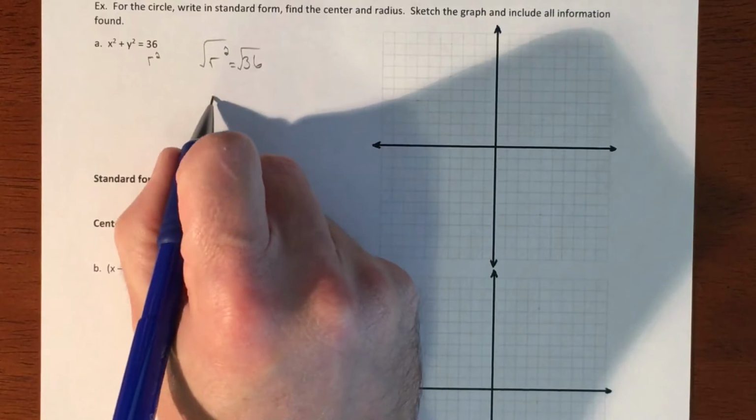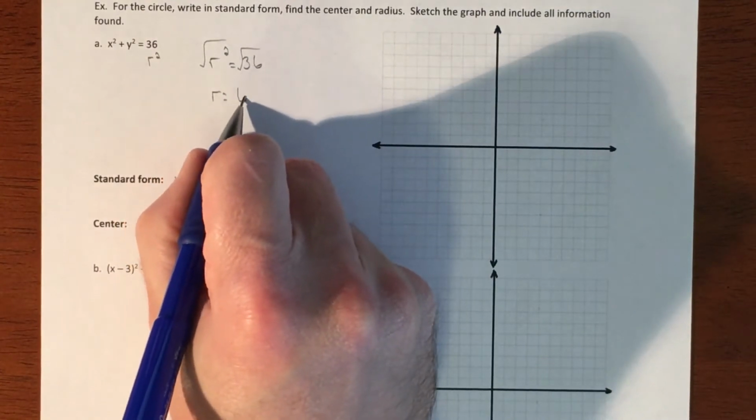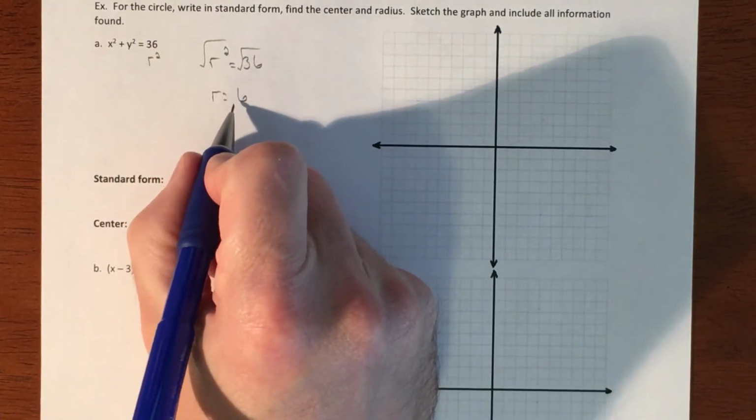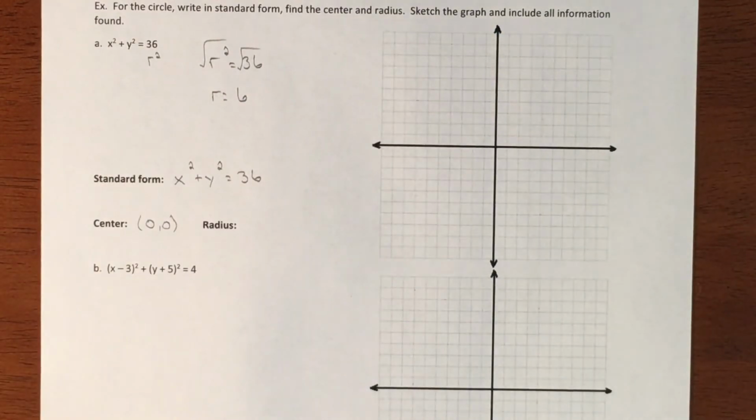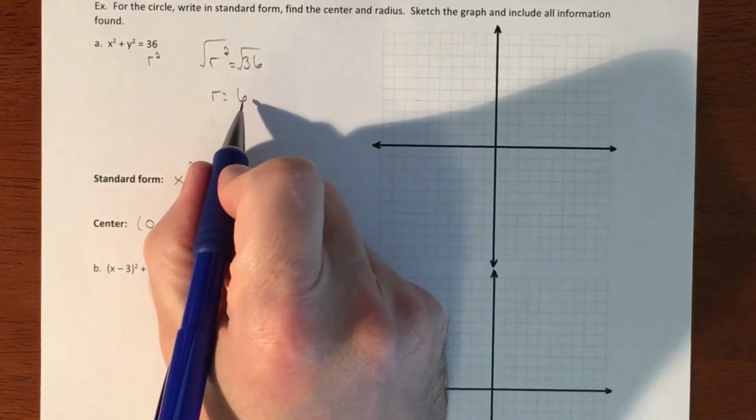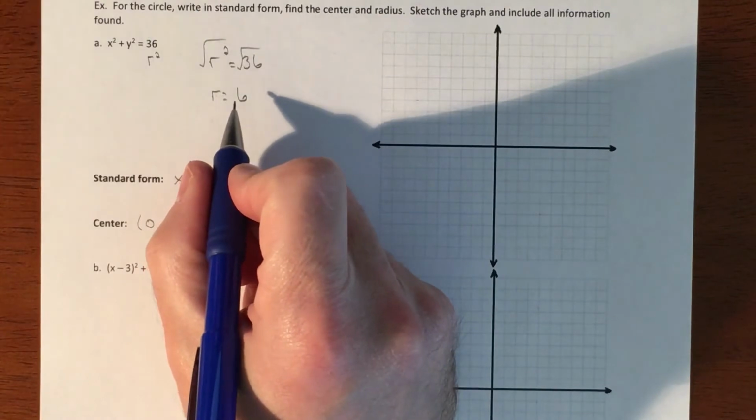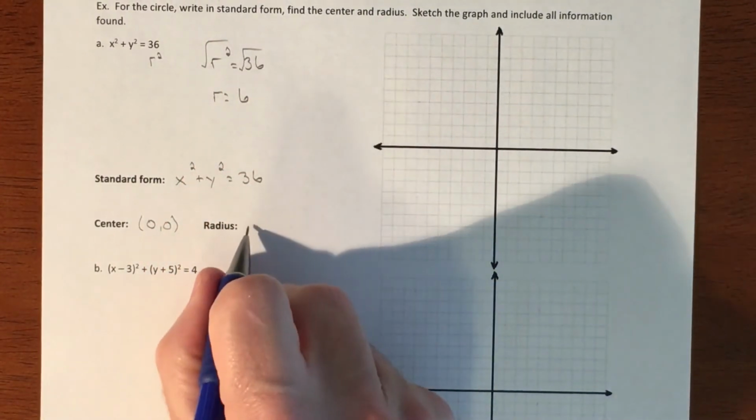So we'll square root both sides, so your radius is 6. Technically I'm supposed to have a plus and a minus on here, but you're not going to have a negative radius. So the radius is just 6. So we have everything we need. The radius is 6.